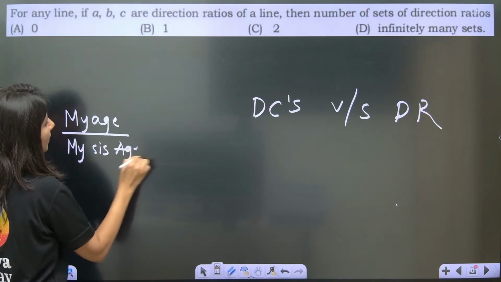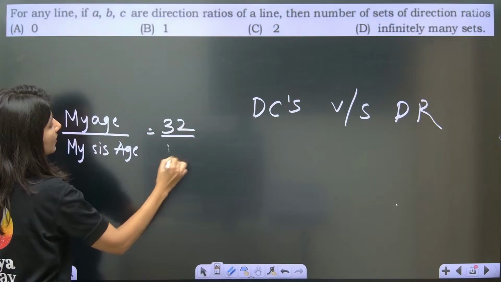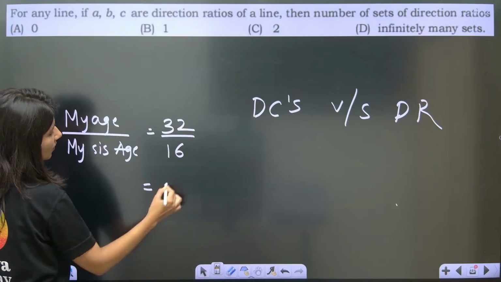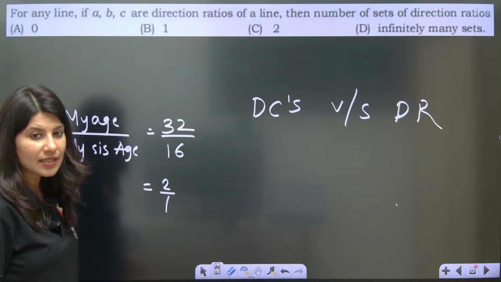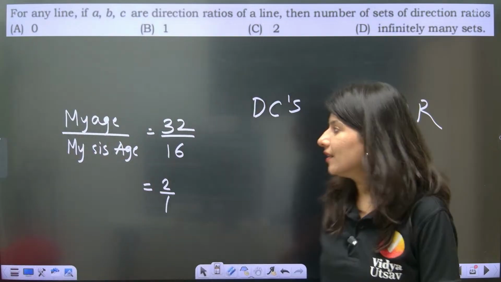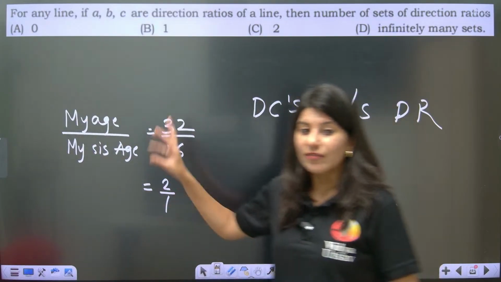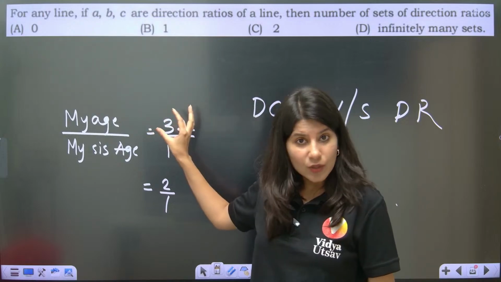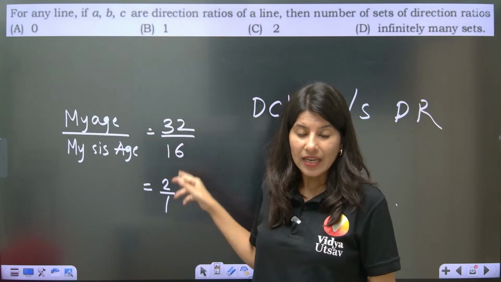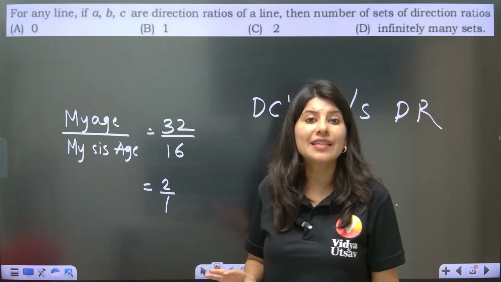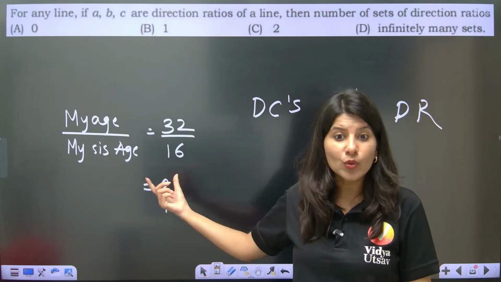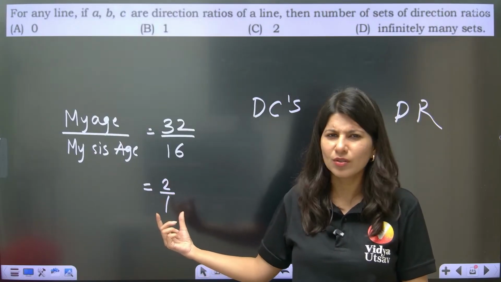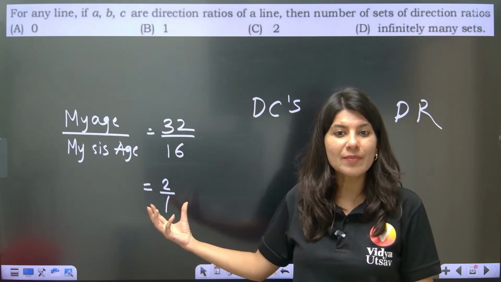So, ma'am, you are 32. Your sister is 16. So, this is 2:1. 2:1 is the ratio. So, understand that the fixed age is unique, 32 and 16. 2:1 is just representing the ratio. It is not that I am 2 years old and my sister is 1 year old. No, right? So, ratio is something like that.